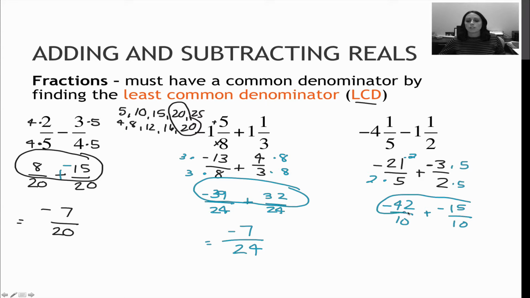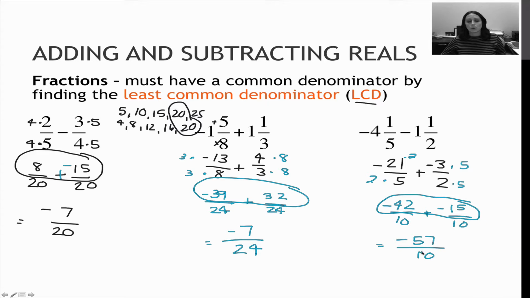So again, now I'm looking at the 42 and the 15. They're the same sign, so I find the sum. So 42 plus 15 is 57. Still negative because they're both negative. Now, if it's okay to leave your answer as an improper fraction, then that's my final answer.